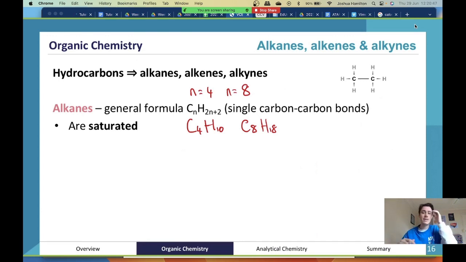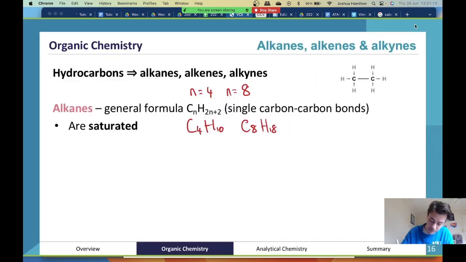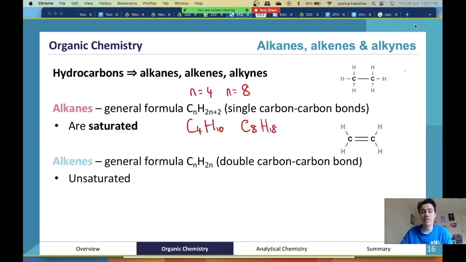Now, what does that mean? It means that it is completely full with bonds. There are no places where you could break a bond and add another bond in. Essentially, if I had an alkene, which looks like this, I can break one of these bonds and then add an extra 2 bonds in. That's not saturated. Once you break the bond, it becomes saturated because there are no other places you can add bonds in. So alkanes are always saturated.